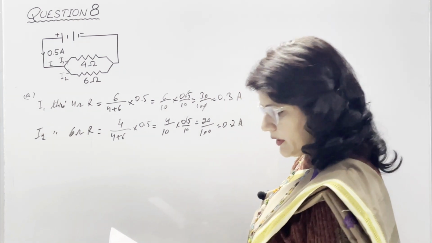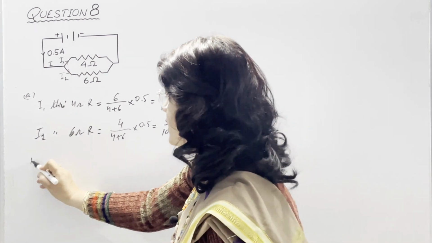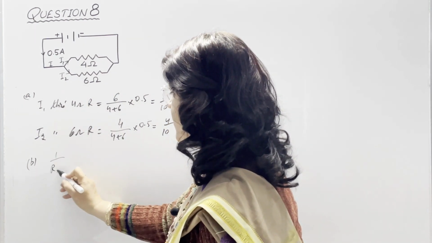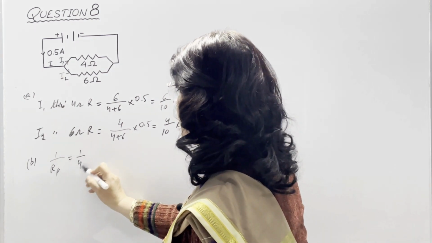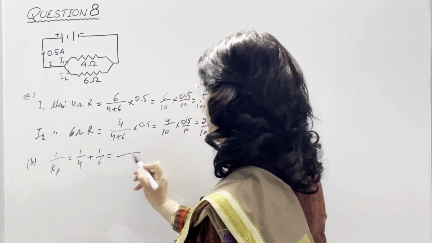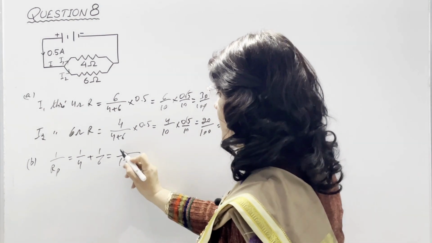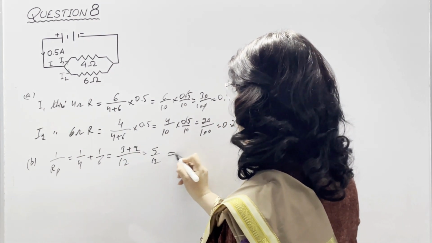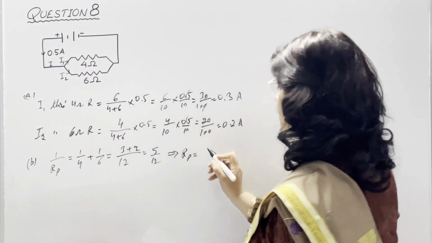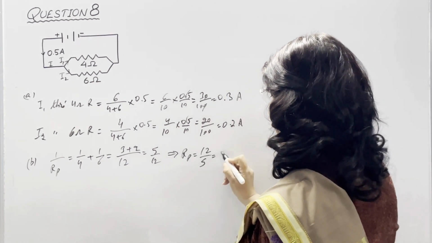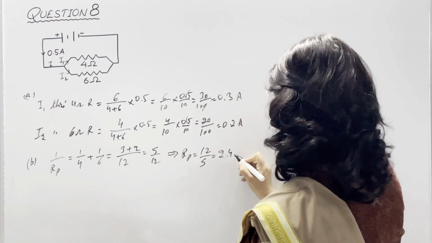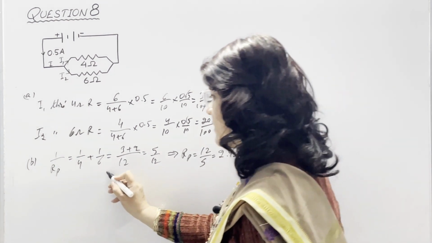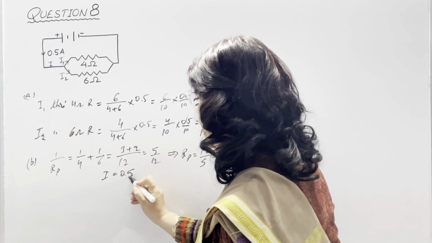Now in the second part, we need to calculate the voltage. For this, we need to calculate the total resistance of this parallel combination. So 1 upon Rp is equal to 1 upon 4 plus 1 upon 6. LCM is 12. 3 by 12 plus 2 by 12, it means 5 upon 12, or you can say parallel resistance is 12 upon 5. 2.4 ohm is the value of total resistance in the circuit, and current is given as 0.5 ampere.